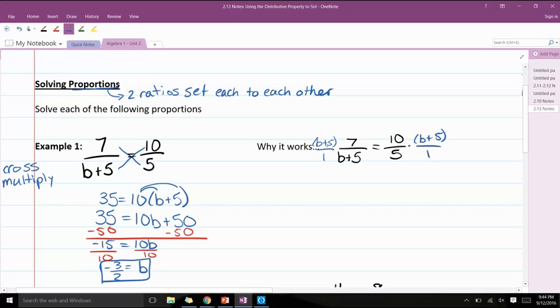Now, what happens on the left-hand side here? Well, the b plus 5 and the b plus 5, those reduce out, and you're now left with 7 equals 10 times the quantity of b plus 5 over 5.